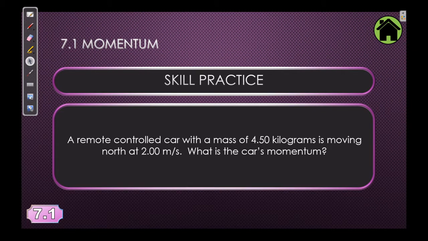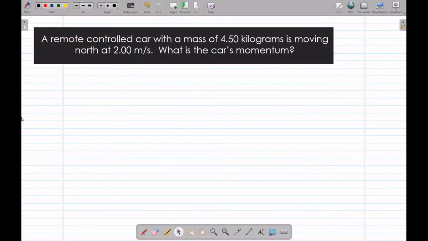So let's take a look at this skill practice question. A remote control car with a mass of 4.50 kilograms is moving north at 2.00 meters per second. What is the car's momentum? Well, this is a simple plug-and-chug problem. We will start with the formula for momentum. p is equal to mass times velocity, and we will plug in the mass of the car, which is 4.50 kilograms. And then we will plug in the velocity of the car, which is 2.00 meters per second north.